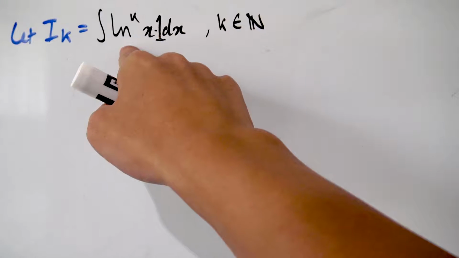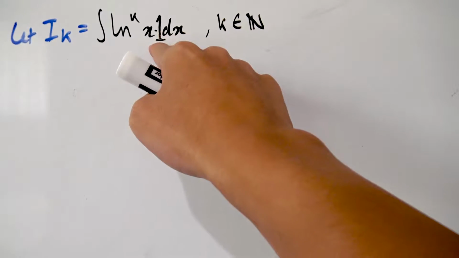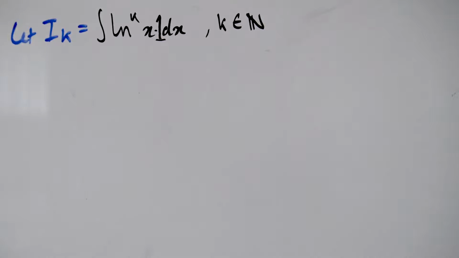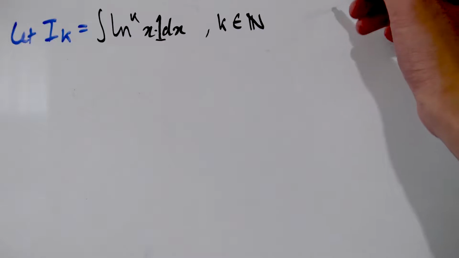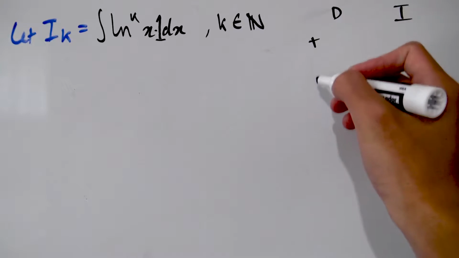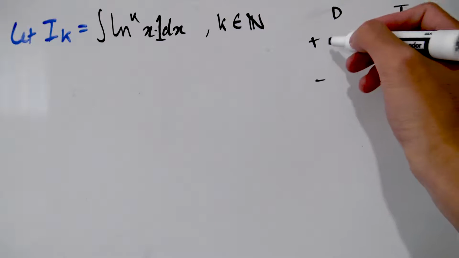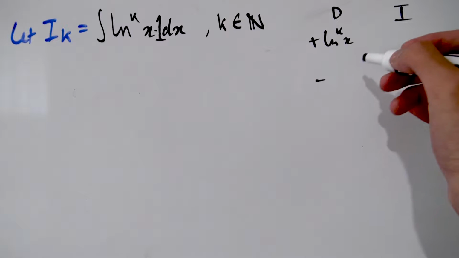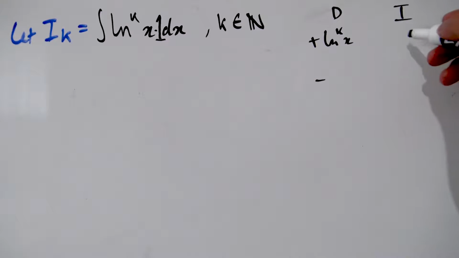Well, because now we have something we can differentiate and something we can integrate, and whenever you can do that, maybe it's a good idea to use integration by parts. So I'm going to do the DI method here, so just draw up a little table. We want something to differentiate, that's obviously going to be natural log to the kth power of x, and we're integrating this 1 here.